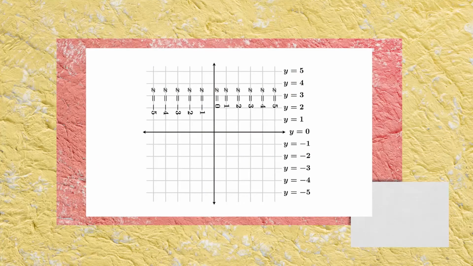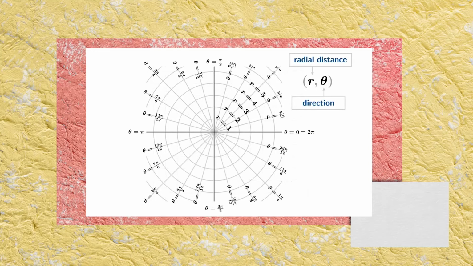But this is not the only way to define a point in two-dimensional space. Instead of moving vertically and horizontally from the origin to get the point, we could go straight out of the origin until we hit the point, then determine the angle these lines make with the positive x-axis. So we can have r as the radial distance from the pole or origin, and theta as the direction measured from the positive x-axis moving counterclockwise.